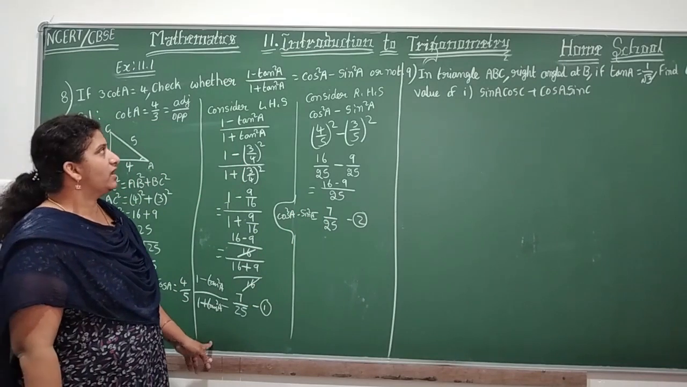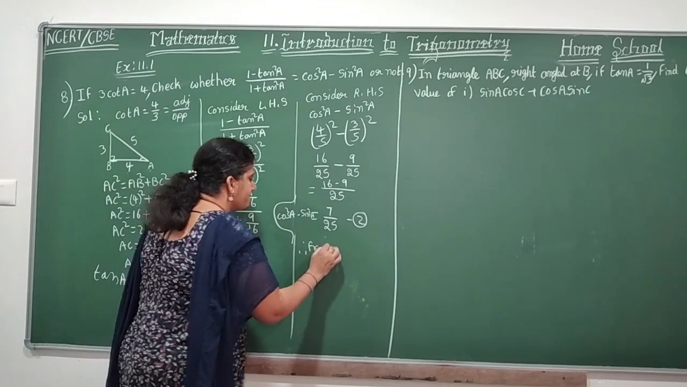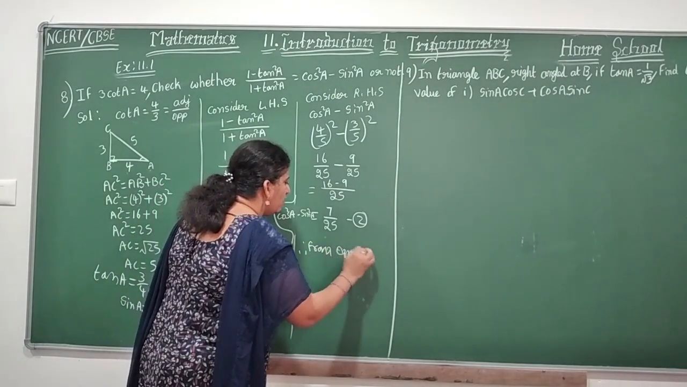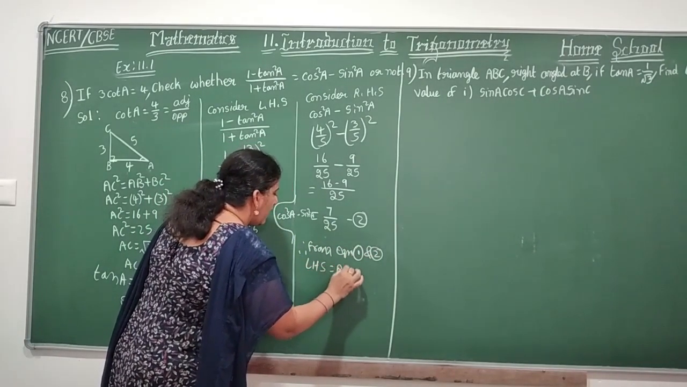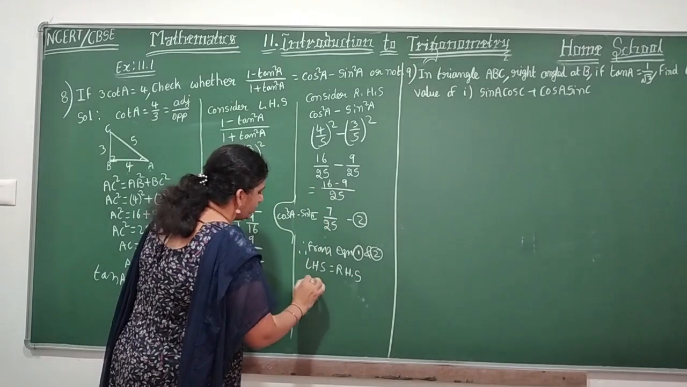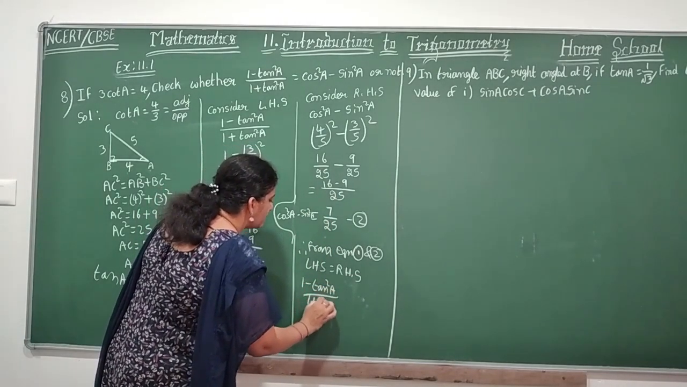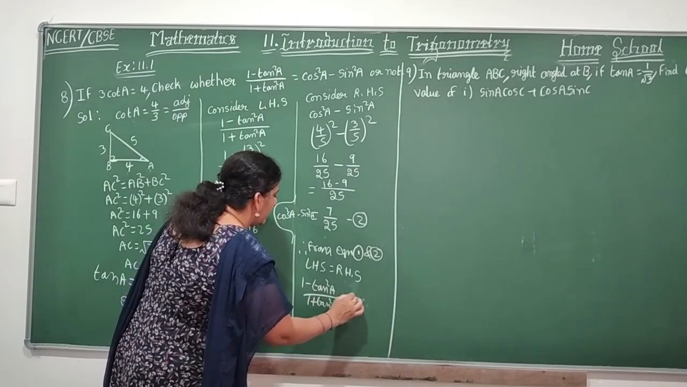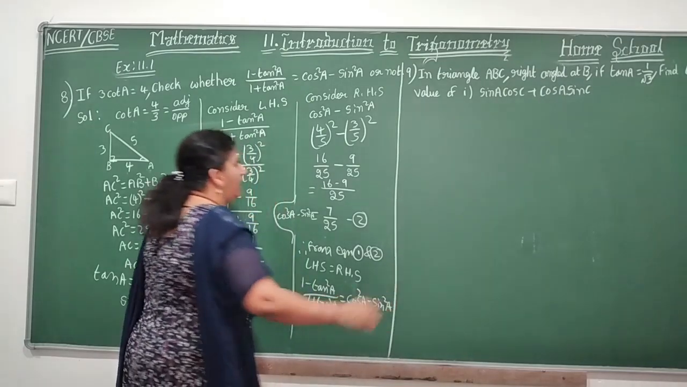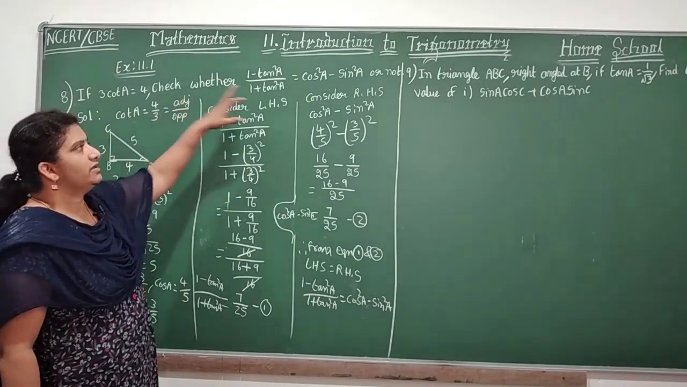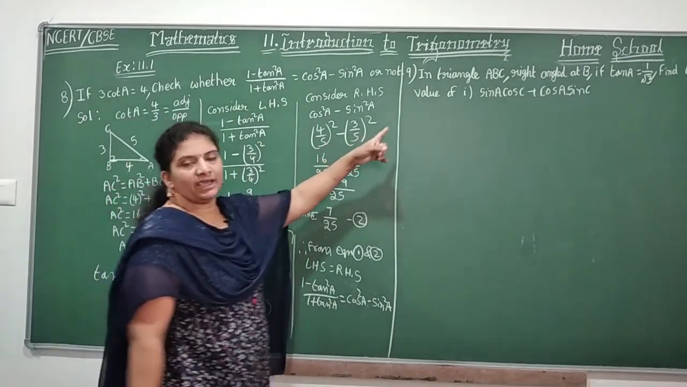So what do you say here? They asked to check. Therefore, from equation 1 and 2, LHS is equal to RHS. Or you may rewrite the question: 1 minus tan square A by 1 plus tan square A is equal to cos square A minus sin square A. Okay, is it equal or not, checked? Yes, it is equal.